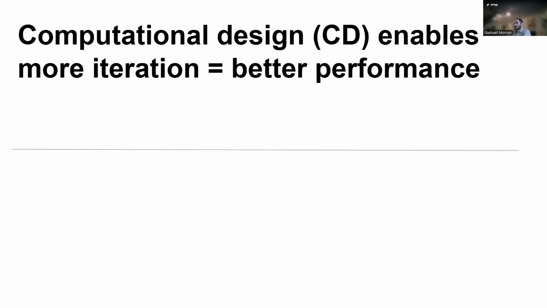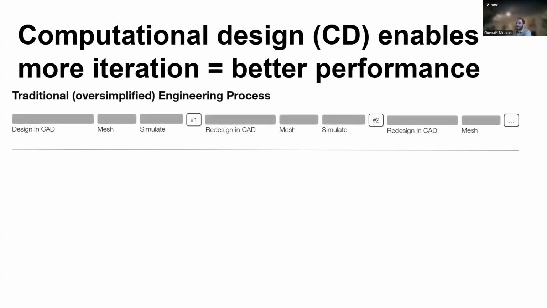So first off, what is computational design? It really enables you to iterate and mostly to get better performances. When we see traditional design, it's a lot of iteration and cumbersome design work to redesign the part after meshing, simulating, and so on. So we iterate, and it's a bit of a slow process. In that case, very simplified in the slide, it's kind of cumbersome and doesn't allow you to be quick in finding the right design.